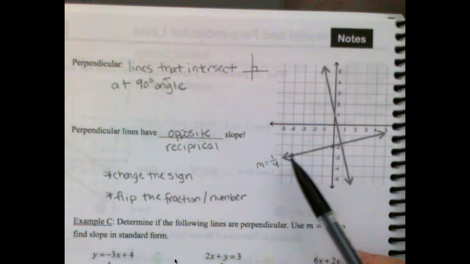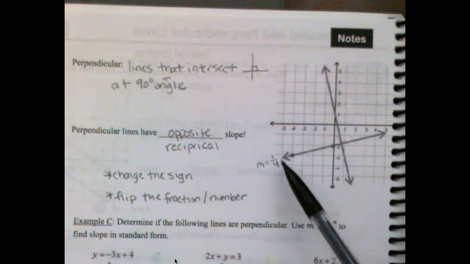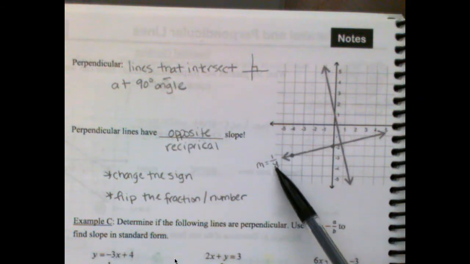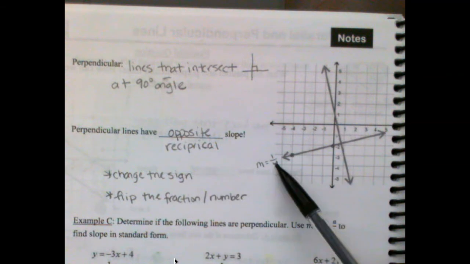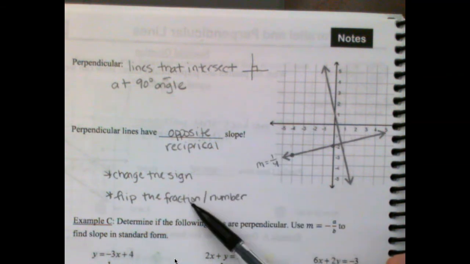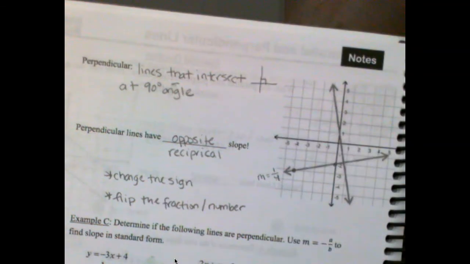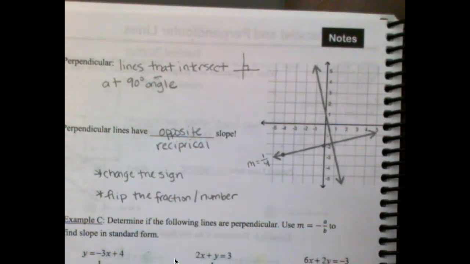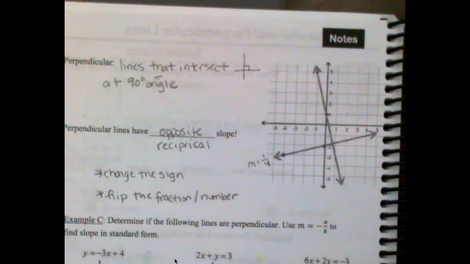If this other line, the one going right here, is opposite reciprocal, then I can prove they're perpendicular. What I mean by that is if this is positive 1/4, then the perpendicular line would, one, change the sign, so it would become a negative, and we'd flip the fraction, so it would become 4/1. So that's what we're looking for. We're looking for a negative 4/1 here. So let's find two points right here and right here.